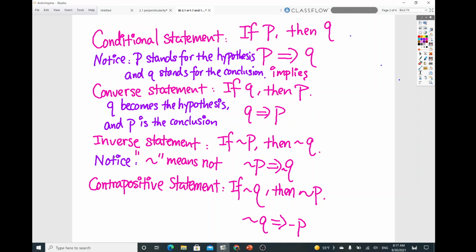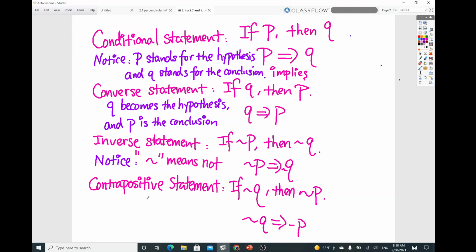Inverse statement. If you see the squiggly line like that, it means not. So if it's not P, then it's not Q. Notice this squiggly line right here means not. So if today is not Wednesday, then tomorrow is not Thursday.